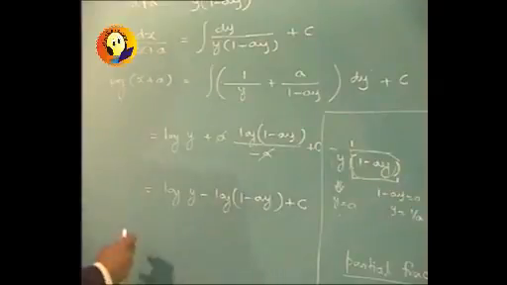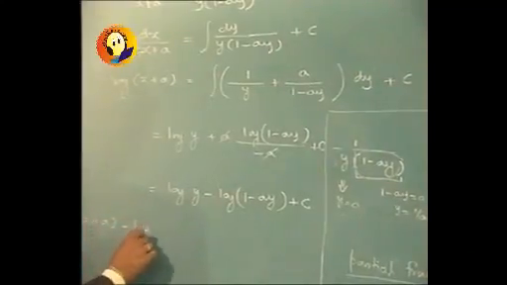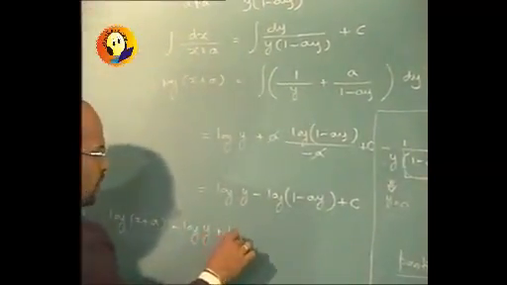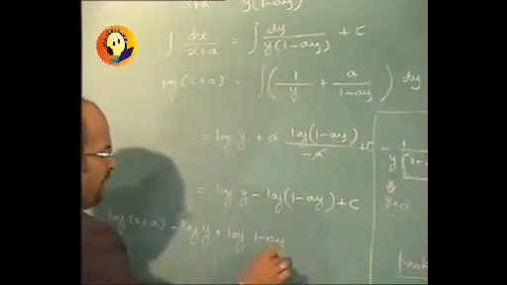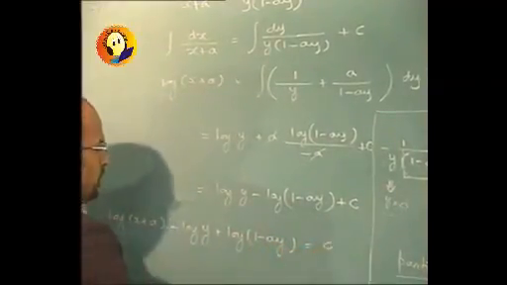Now we can take all the log terms on one side. So you will get log of x plus a minus log y plus log of 1 minus ay equal to constant.